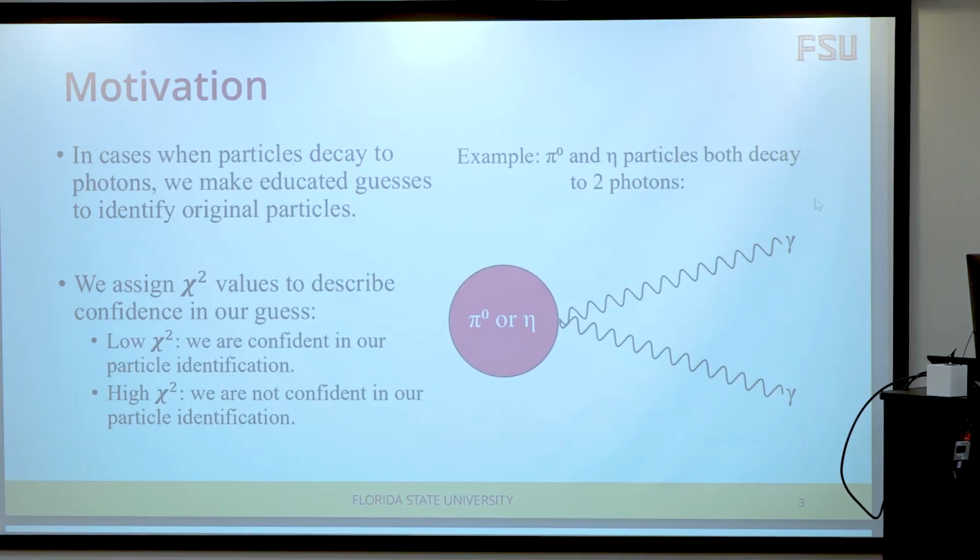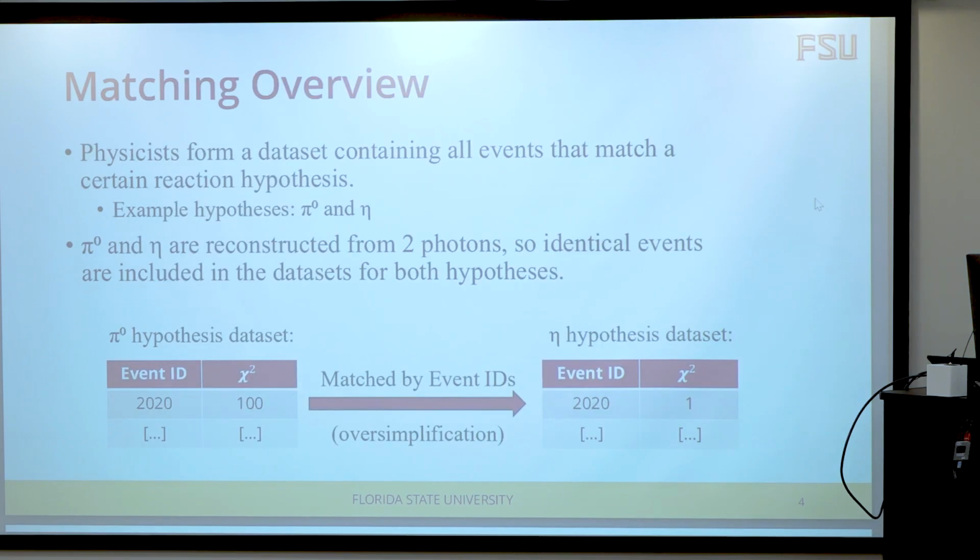So we use conservation laws and a few other things to make guesses about those particles' identities. And then we assign a chi-squared value to describe how confident we are. The lower the value, the more confident we are in our identification, and the higher the value is, the less confident we are in our identification.